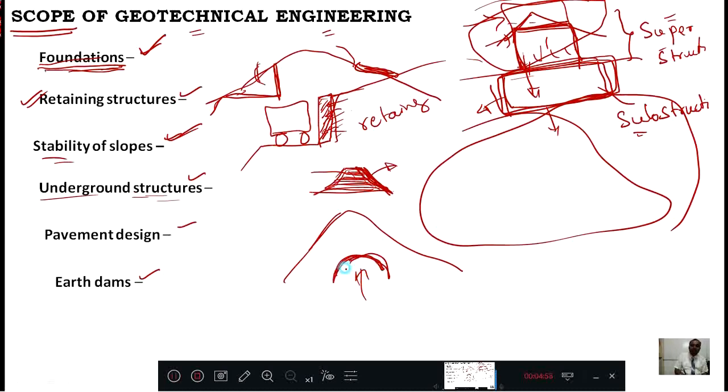But this structure is an underground structure. You can call it ground and underground. In some cases, this is the ground level, and below that you will put up pipelines and cables. Cables will be very small, but for thermal and some water projects, they will put huge pipelines, and that also comes under underground structures.